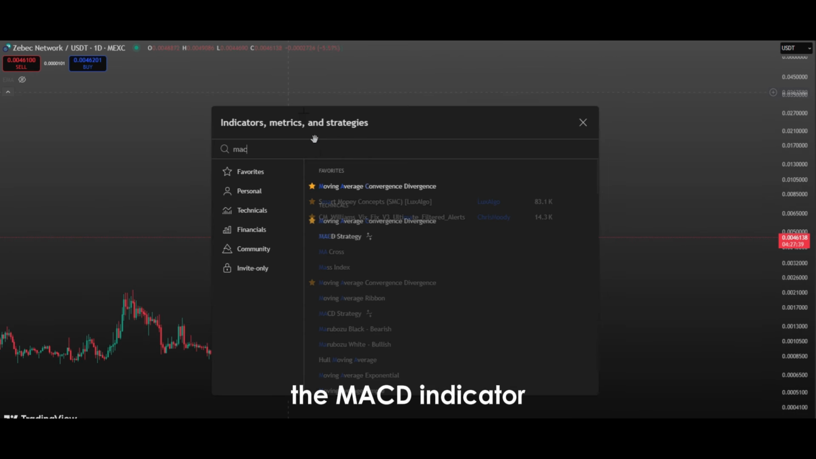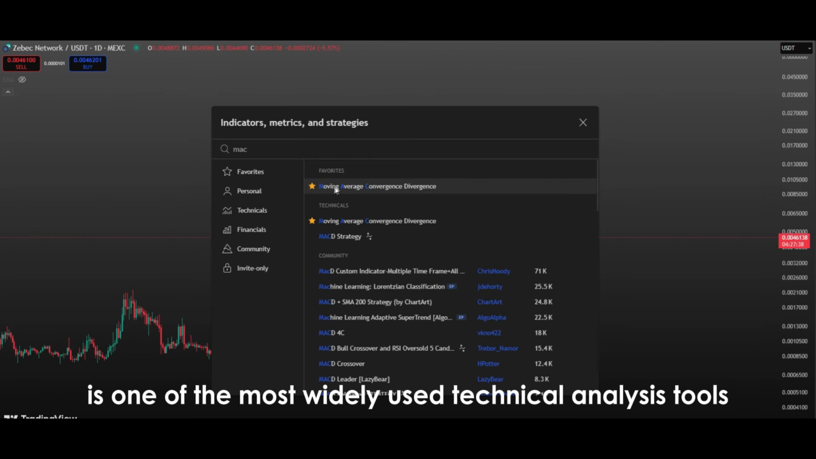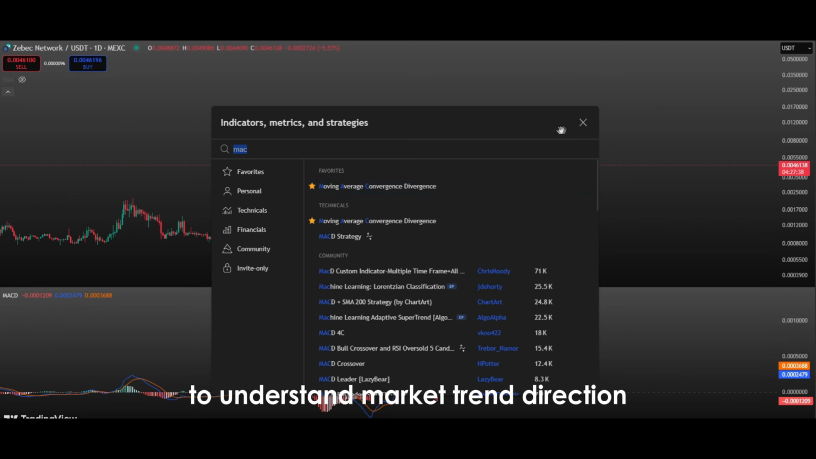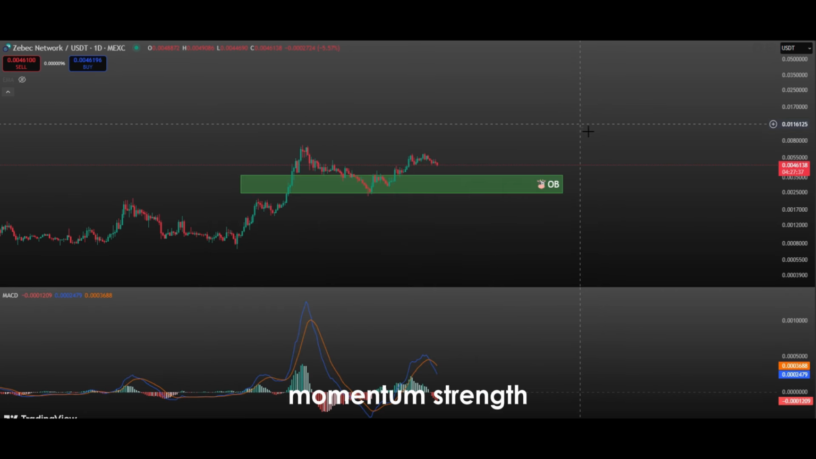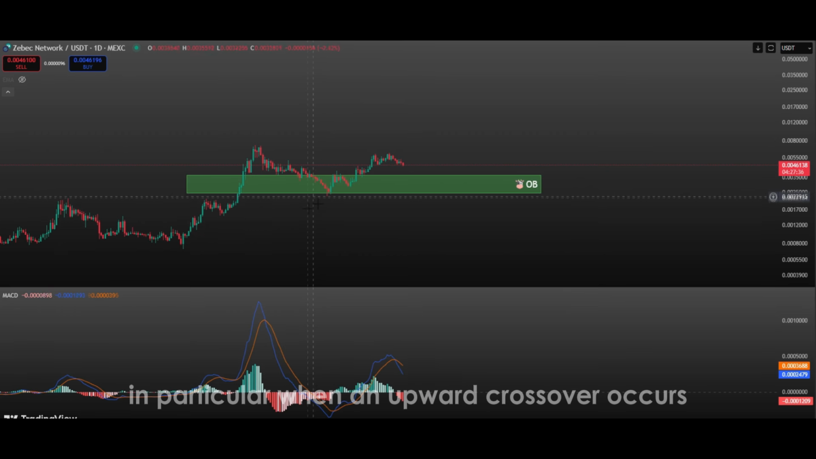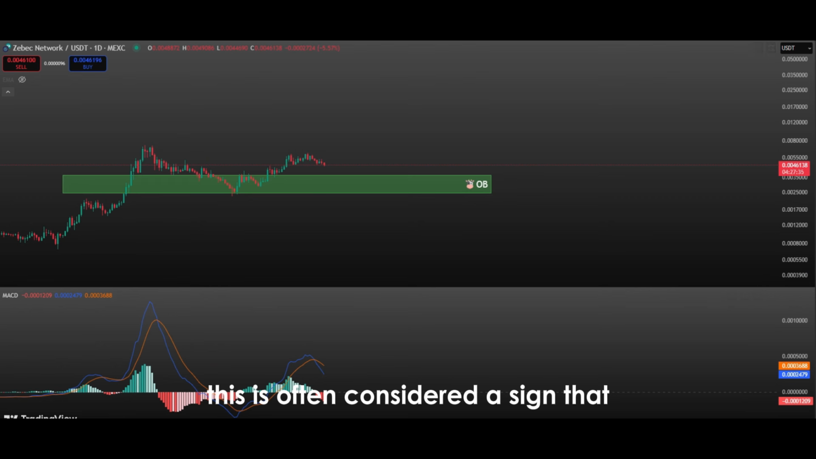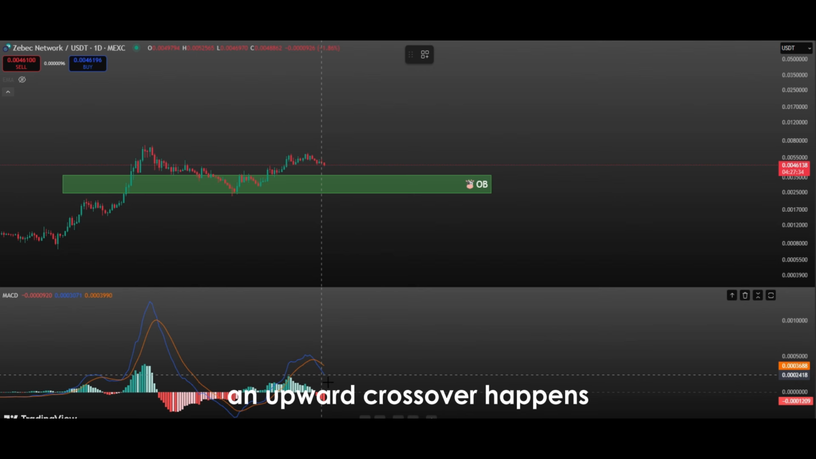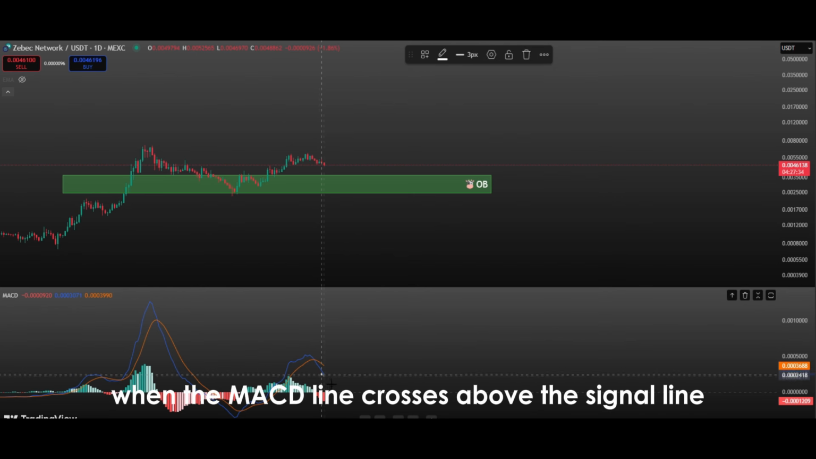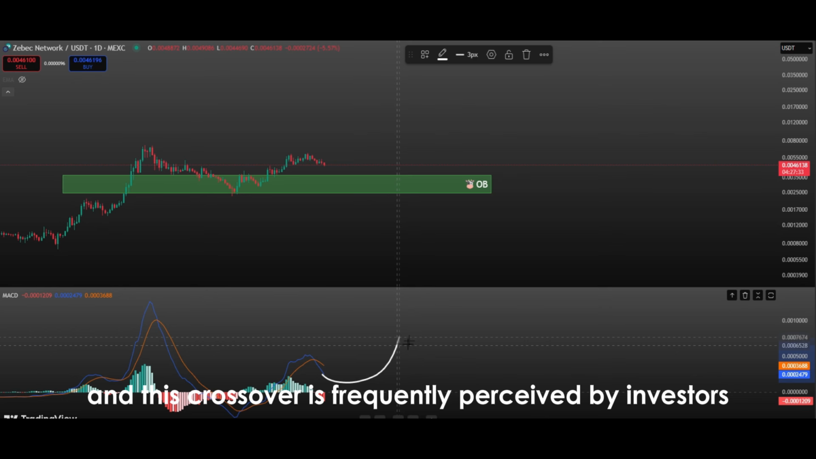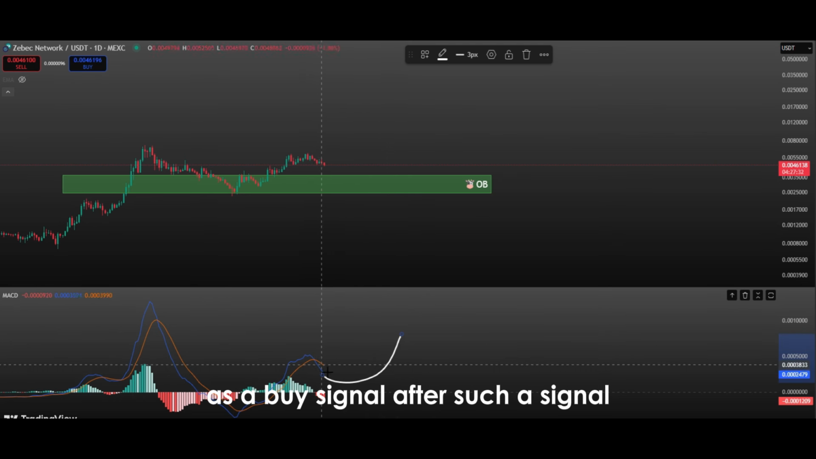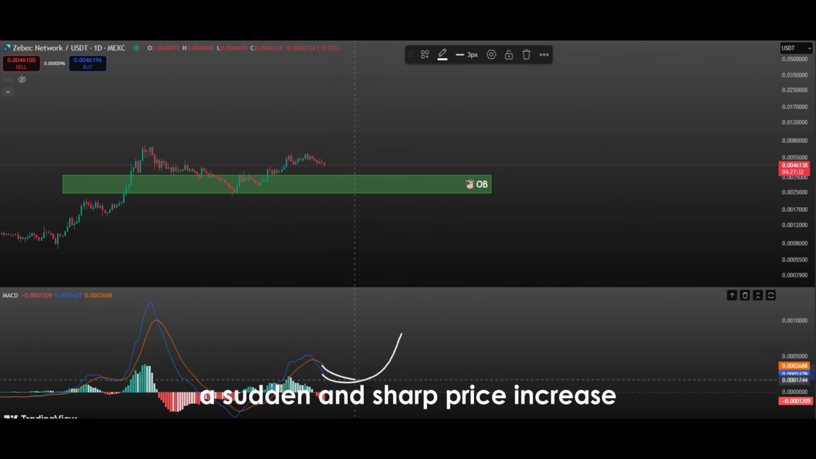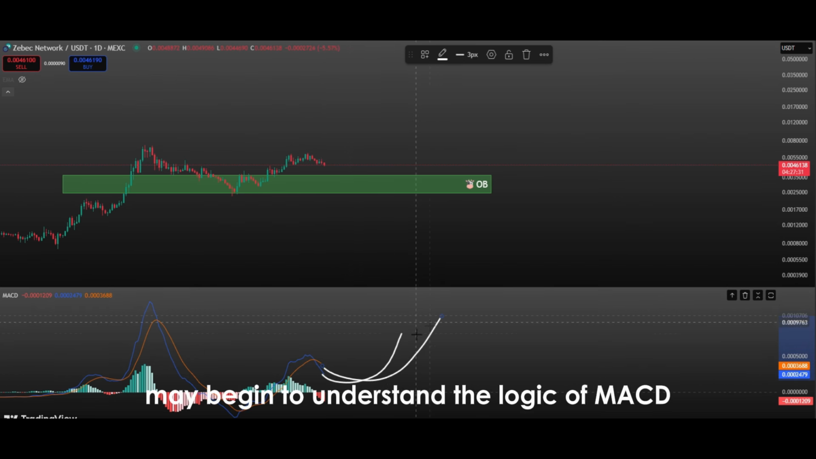Keep watching. The MACD indicator is one of the most widely used technical analysis tools to understand market trend direction, momentum strength, and possible reversal points. In particular, when an upward crossover occurs, this is often considered a sign that strong price momentum may be starting. An upward crossover happens when the MACD line crosses above the signal line from below, and this crossover is frequently perceived by investors as a buy signal.